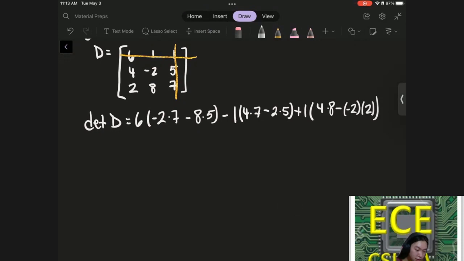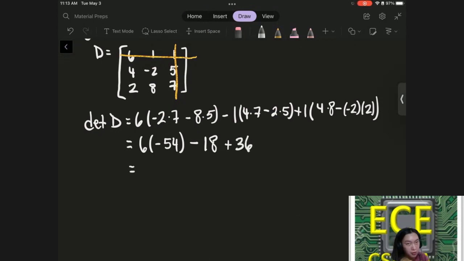So that is 6 times minus 54, yeah, this is 14, 8 times 5 is 40. And minus 1 times 28 minus 10, that's 18. And then 4 times 8 is 32, plus 4 is 36.